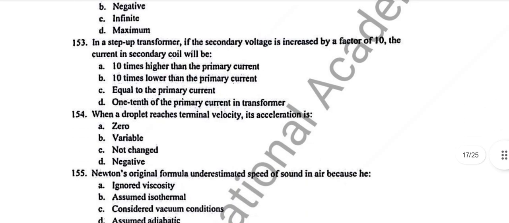Question number 154. When a droplet reaches terminal velocity, its acceleration is 0. A option is correct here.